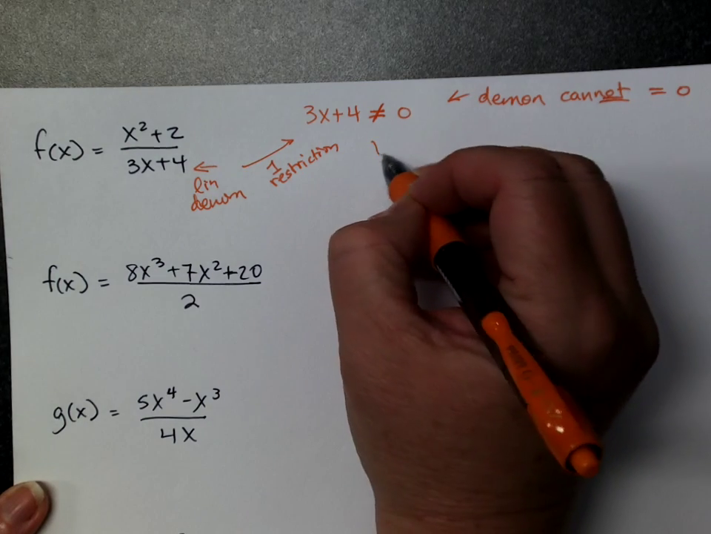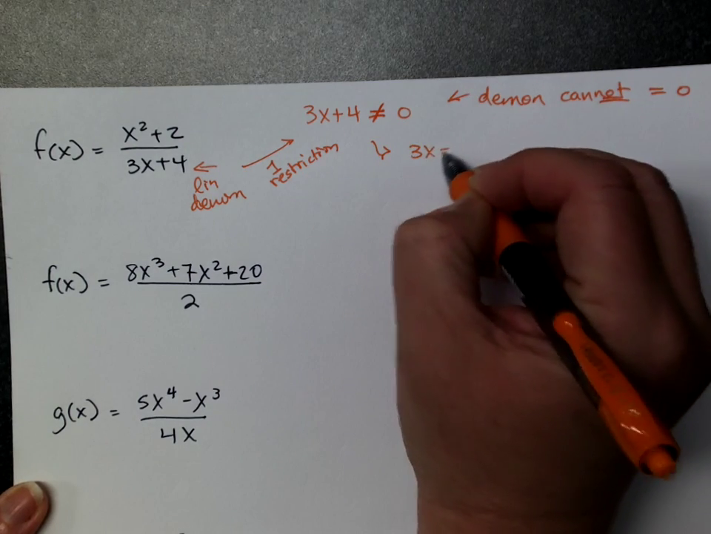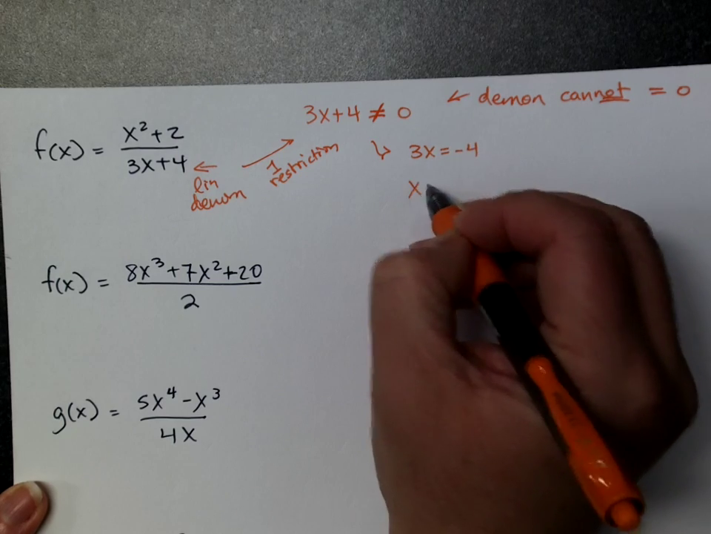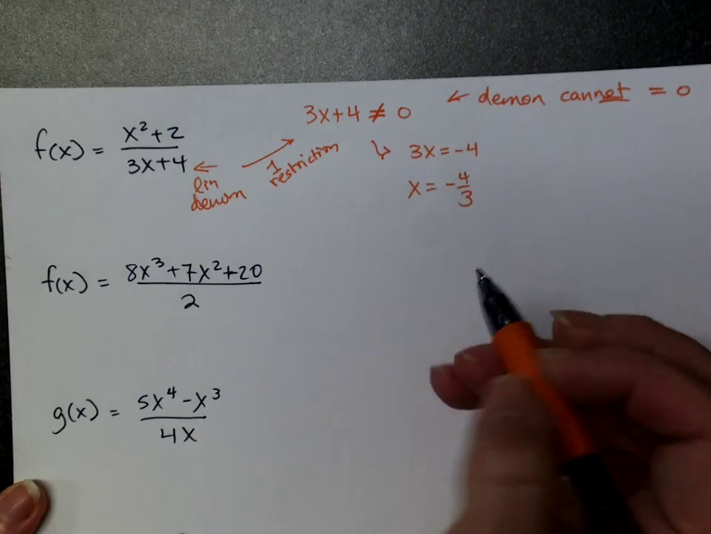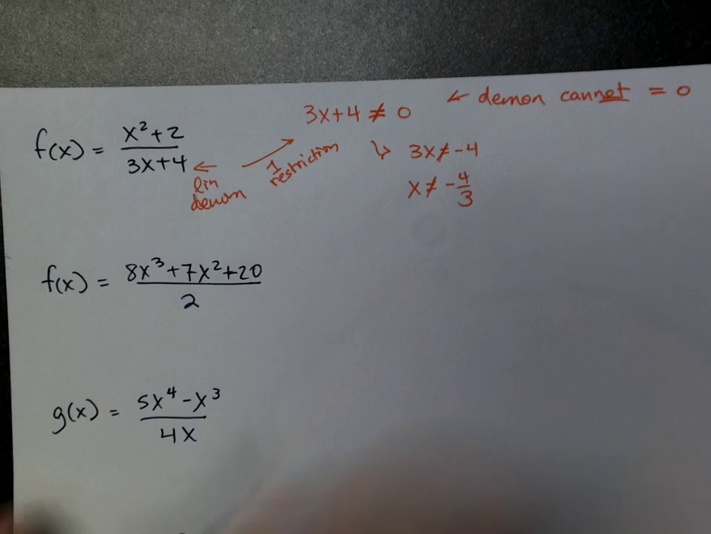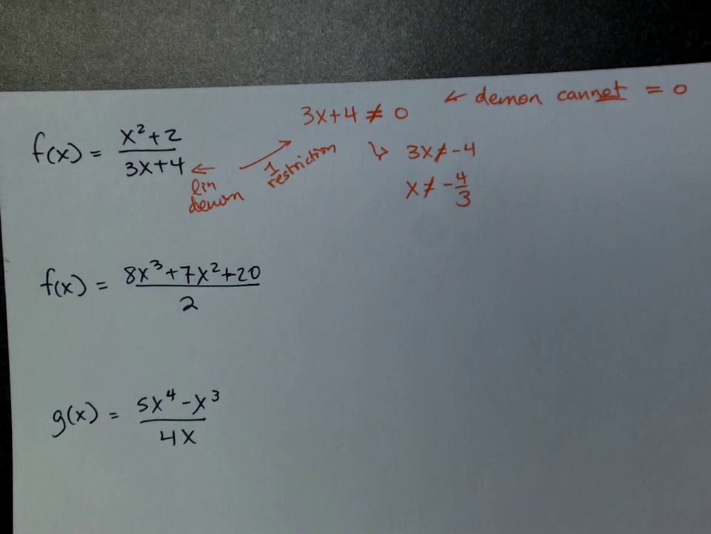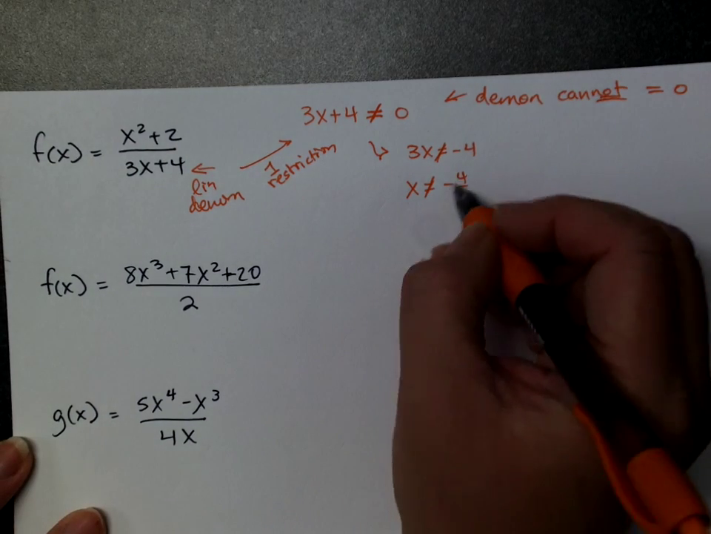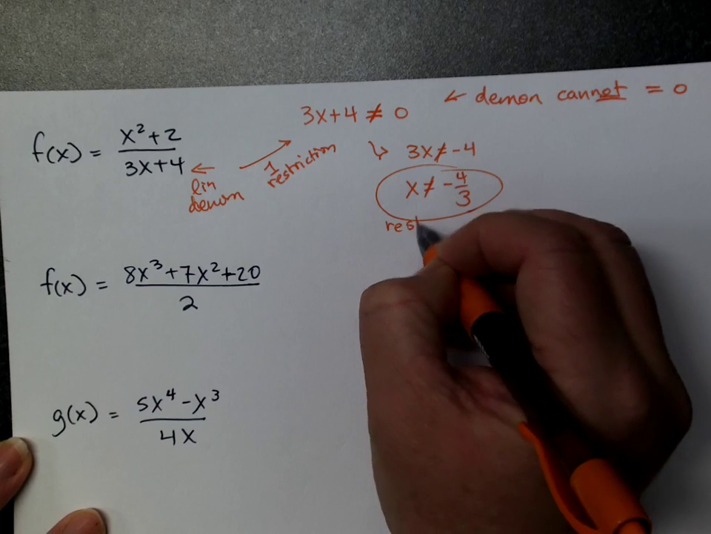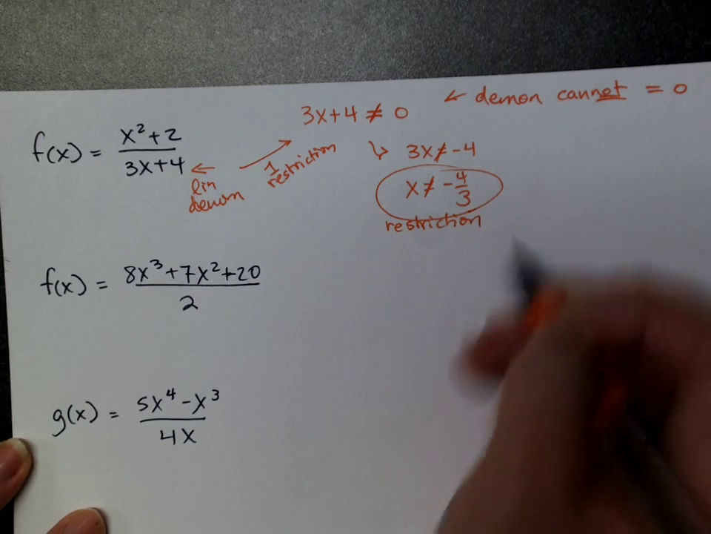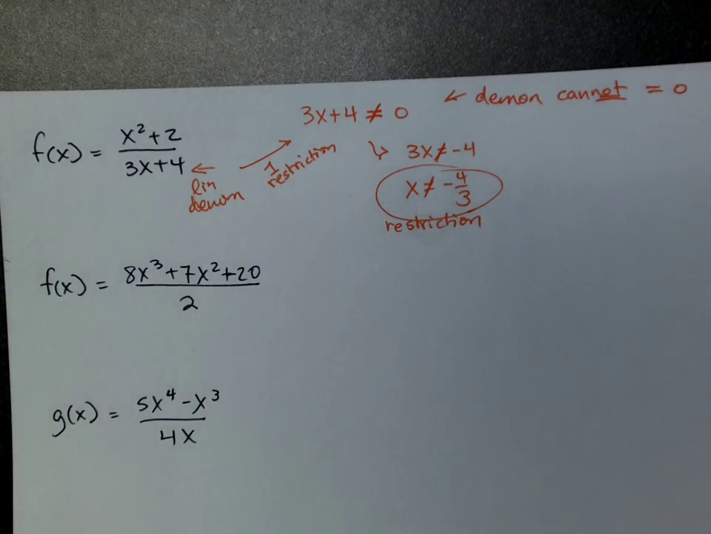So when you solve this, you get 3x equals negative 4, so x equals negative 4/3. Or rather, x cannot equal negative 4/3. You solve it just like you were solving 3x plus 4 equals 0, but I use the not equal to because even though we're solving it just like an equation, what we're trying to find out is what x can't be. And this is our restriction. Out of all the possible x's, that's the one thing x cannot be.